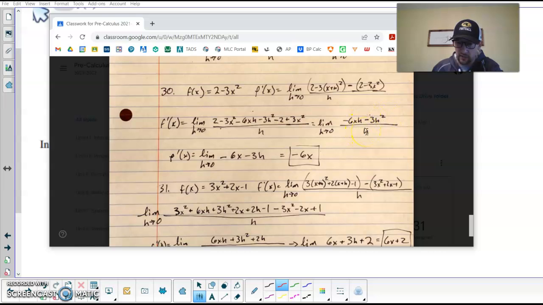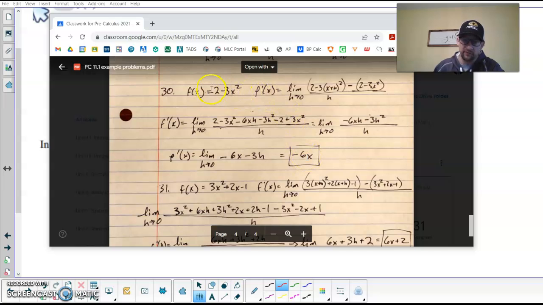It's all over h. Next step would be to divide both these terms by that h. So that cancels this h and cancels one of these two h's, leaving me with -6x minus 3h. And again, we're finding the limit of this expression as h approaches 0. At this point, it's okay to now plug in 0 for h, because it's not going to make me divide by 0. Negative 3 times 0 is 0. It's not there anymore. So this turns into negative 6x, a brand new function that describes the slope of this function at any point of x.